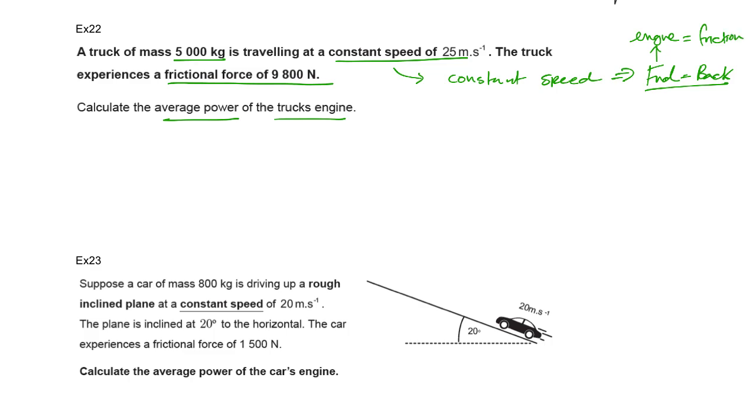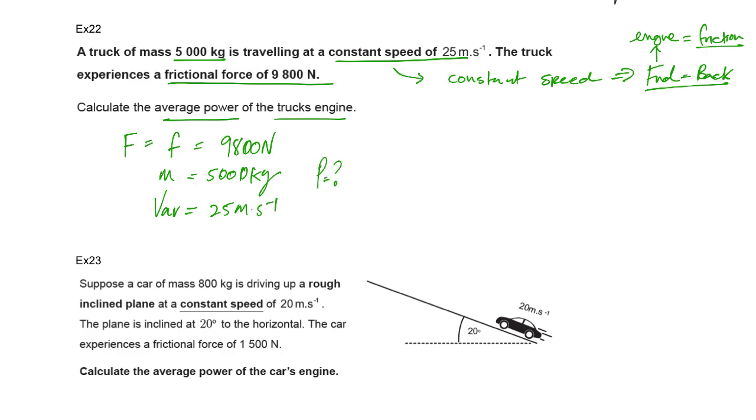So all I need to understand is that if I have one of the forces, friction or the force of the engine, then I have the force. So my force in this question is actually the force of friction, which is 9,800 newtons. My mass is equal to 5,000 kilograms, and I have an average velocity, a constant velocity, of 25 meters per second. And they want power. So I've got force and I've got velocity. I don't have any work or any time. So this works out for me.